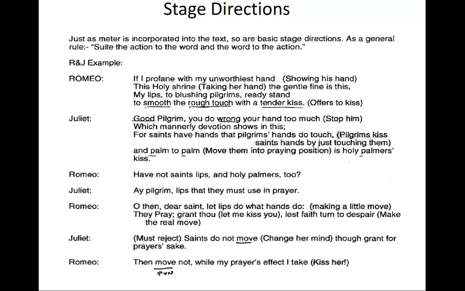So if the playwright had things he wanted to have happen, he had to put it into the text itself. So here we see, if I profane with my unworthiest hand, he is going to be showing his hand there. This holy shrine, there's a sense that he's taking her hand for that. The gentle fine is this: my lips to blushing pilgrims ready stand to smooth the rough touch. We've got a little bit of antithesis here with a tender kiss. He offers the kiss. You can read through the rest of this, but you can see how the scene, based upon what the characters are saying, is telling the actor or the director exactly what should be happening stage direction wise within the scene.